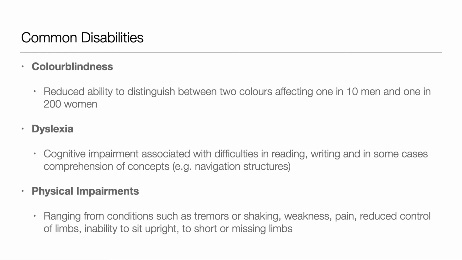And so we can't see colours properly. Or your mind has a cognitive difference, so the way that you process information is different. Or you might not have as many fingers or may not have the use of your hands in the way you'd expect. So touch screens and multi-touch on iPhone X doesn't really work for them as much.